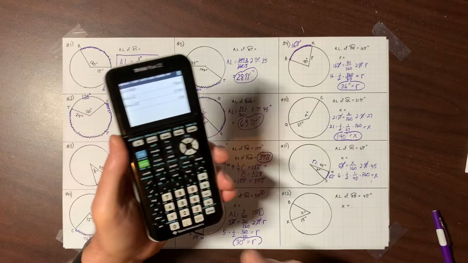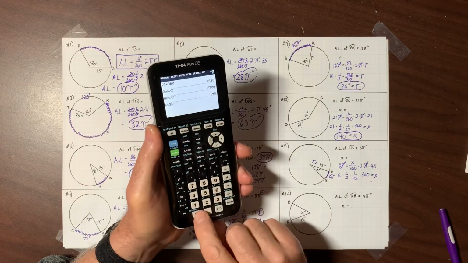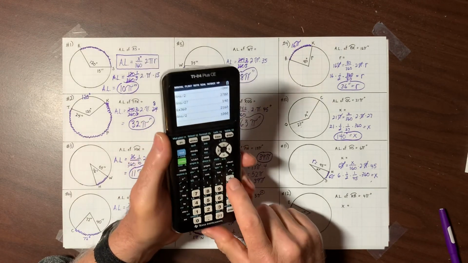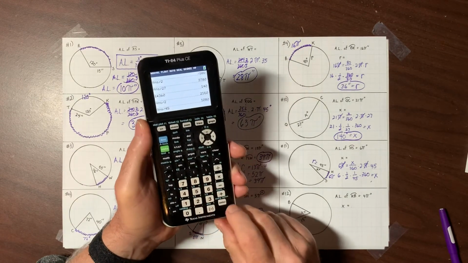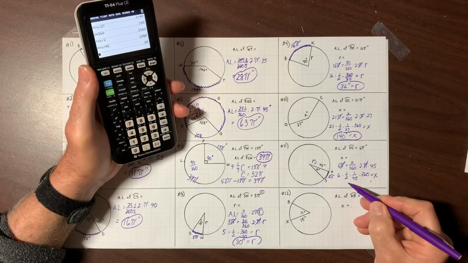Going to the calculator, I've got 6 times 360, enter, divided by 2, enter, divided by 45, enter. And I'm coming up with a degree measure of 24.